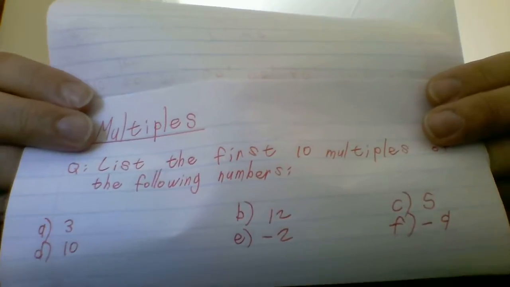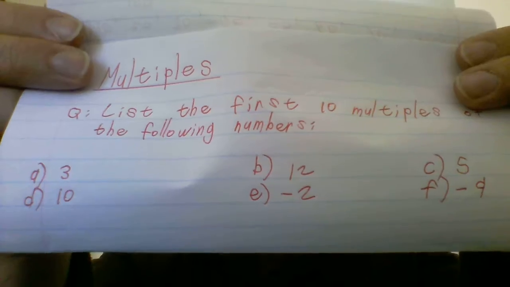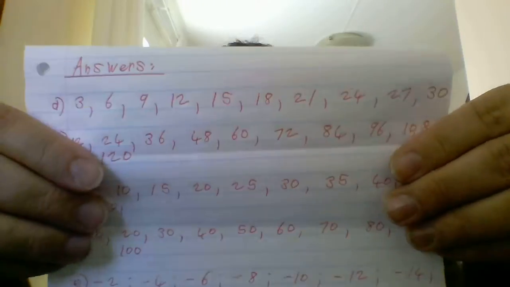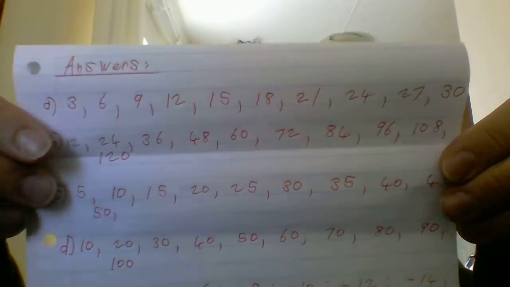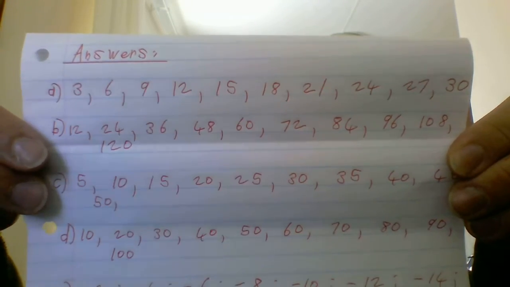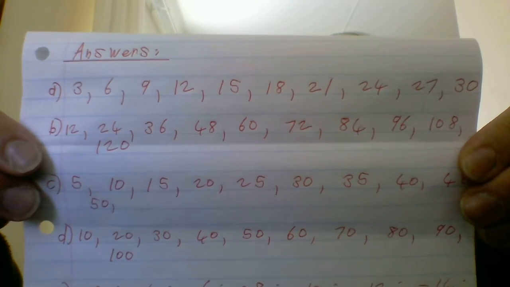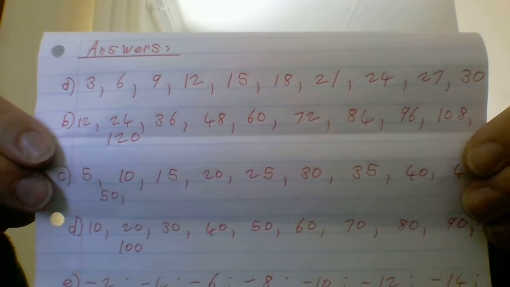It doesn't have to be a positive number. It can be a negative number as well, like -6 or -7, and then it goes on, but in a negative way. Number E is asking you the first 10 multiples of -2. So that will be -2, -4, -6, -8, -10, -12, -14, -16, -18, -20.